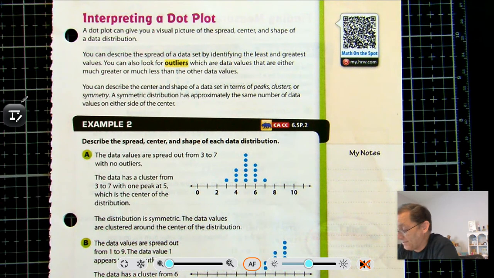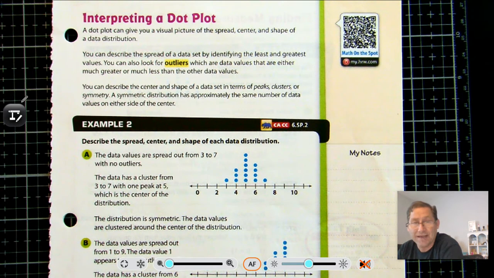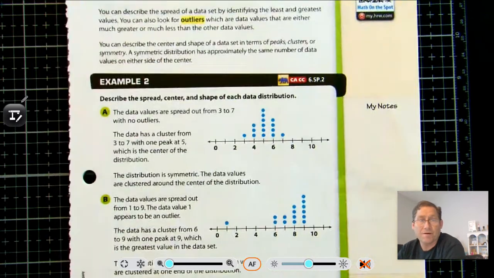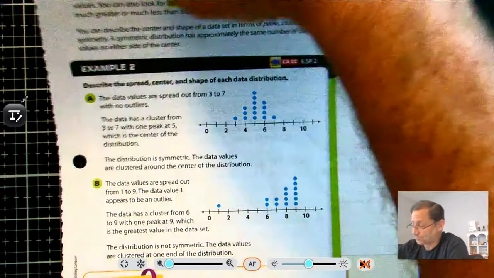And so we can describe the center and shape of a data set in terms of peaks, clusters, or symmetry. A symmetric distribution has approximately the same number of data values on either side of the center. All right, so let's look at example 2.